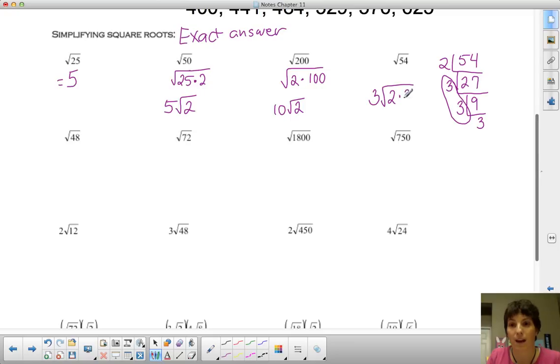They don't have a pair. They're not perfect squares. So my answer, and I have to simplify, I can't leave 2 times 3. I have to have a number. So 3 times the square root of 6.